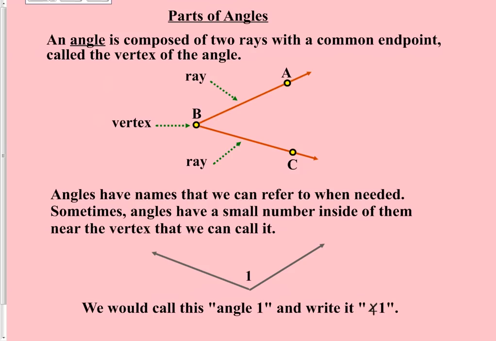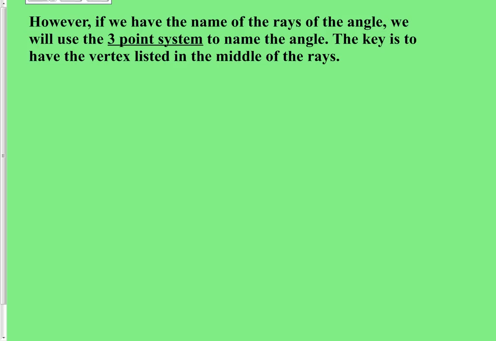Okay, moving on. Now, assuming they do not give us that little number down inside of the angle for us to call it conveniently, like angle 1 we did just a minute ago, more times than not, we are stuck using the 3-point system in order to name an angle. Okay, so it's going to take, just like with planes, it took us 3 points to name a plane. It's going to also take us 3 points to name an angle.